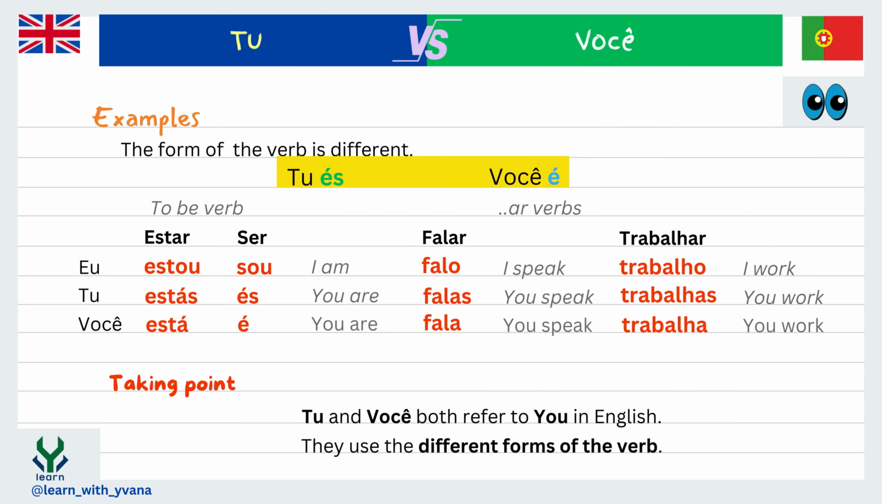When we say tu és or você é, we use the ser verb. There are two verbs, ser and estar, which translate to the verb be in English. I'm not talking in depth about these verbs right now. I have a detailed video about ser and estar verbs. You can watch it after this video. For now, let's see the conjugation with tu and você. Tu és, você é. Tu falas, você fala. Tu trabalhas, você trabalha. Now we have one crucial takeaway point. Você and tu use different forms of the verb. Remember this. Você and tu use different forms of the verb.